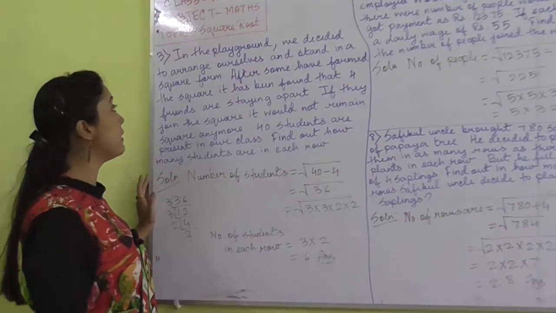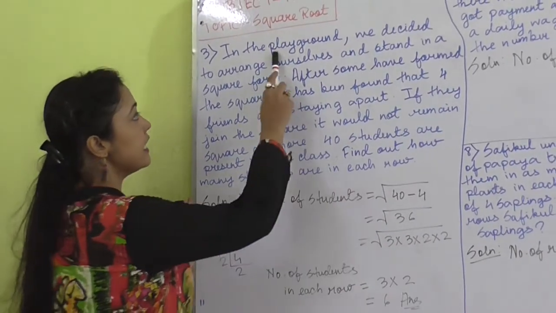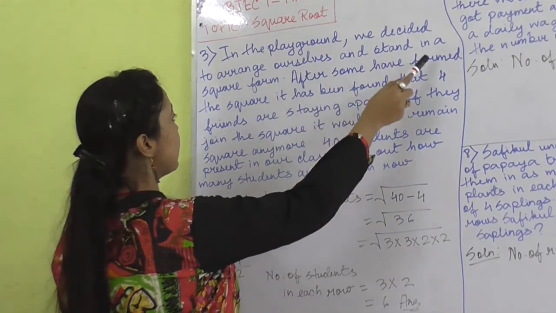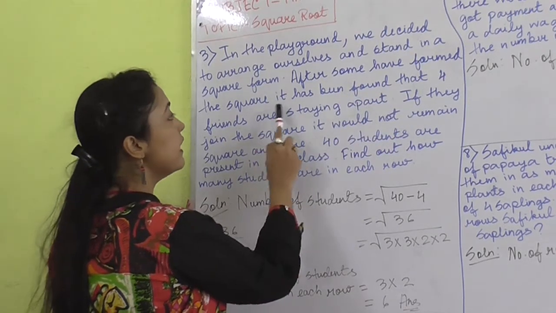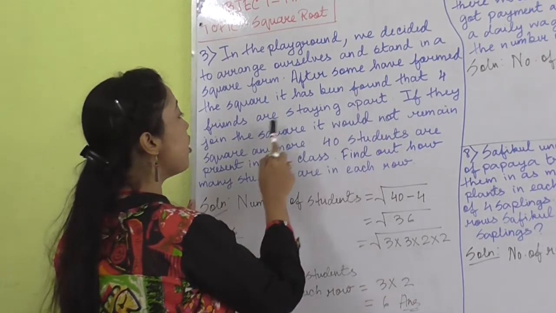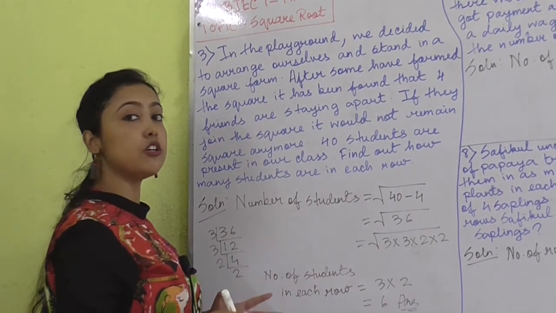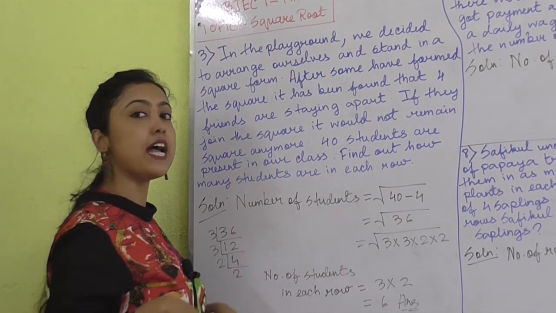Now next is problem number 3 of your exercise 18.1. It has been given that in the playground we decided to arrange ourselves and stand in a square form. After some have formed the square, it has been found that 4 friends are staying apart. So it has been decided by the friends in order to form a square among them.